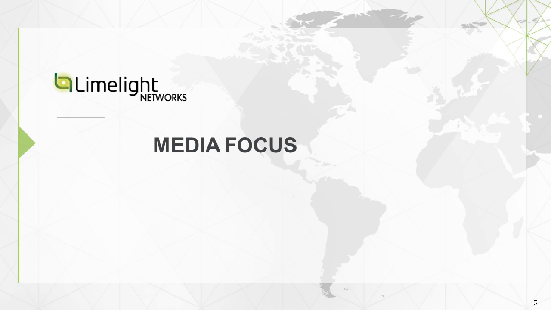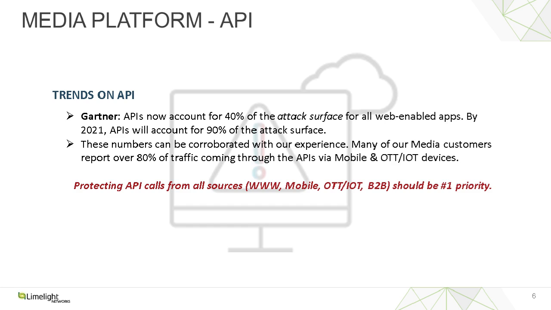All right, thank you, Charlie. Well, let's get right into it. There we go. So I wanted to start my presentation with one important stat from Gartner. It will set the stage for the rest of my talk here today. By 2021, Gartner says APIs will account for 90% of the attack surface. That's 90%. We can actually corroborate Gartner's numbers with our own.